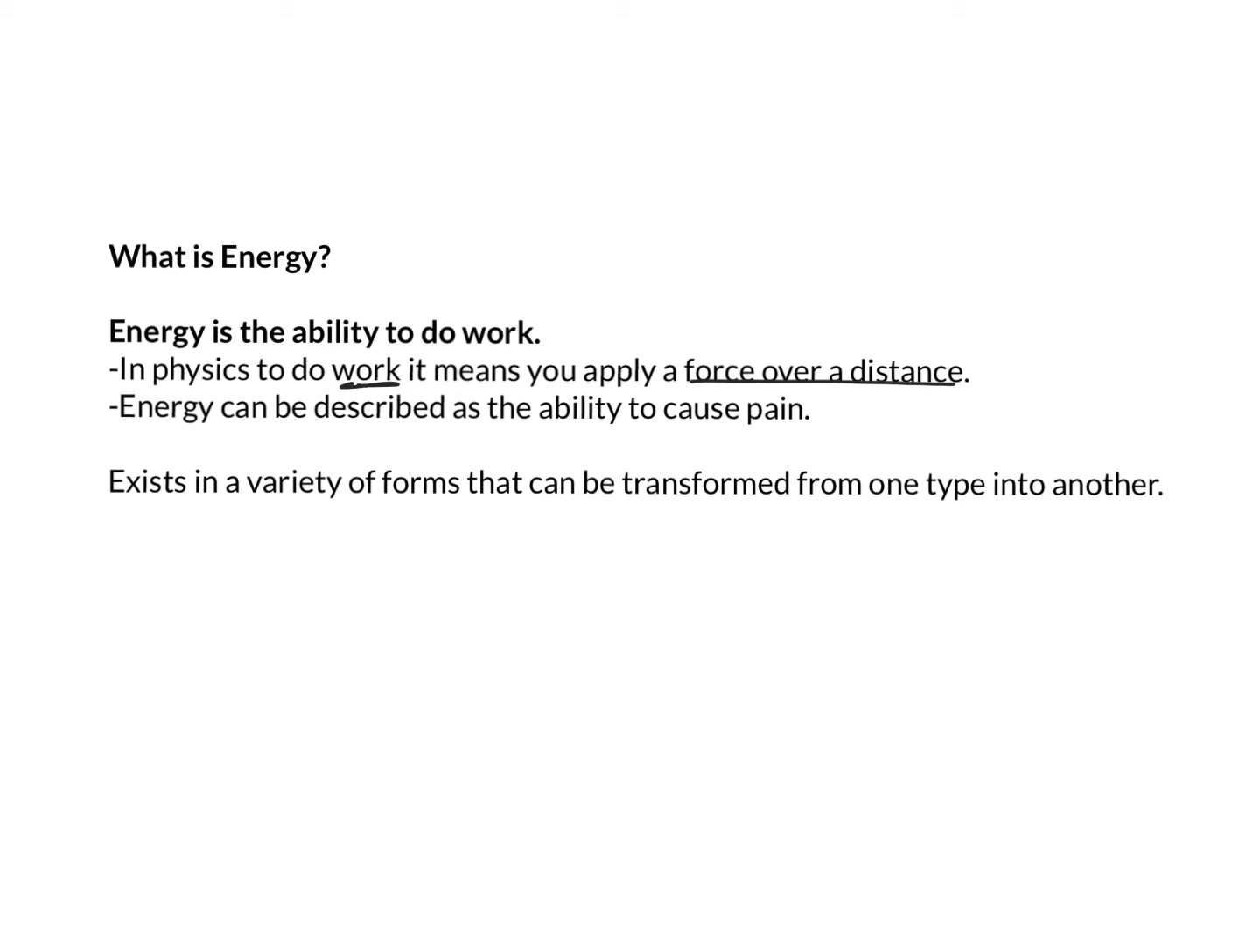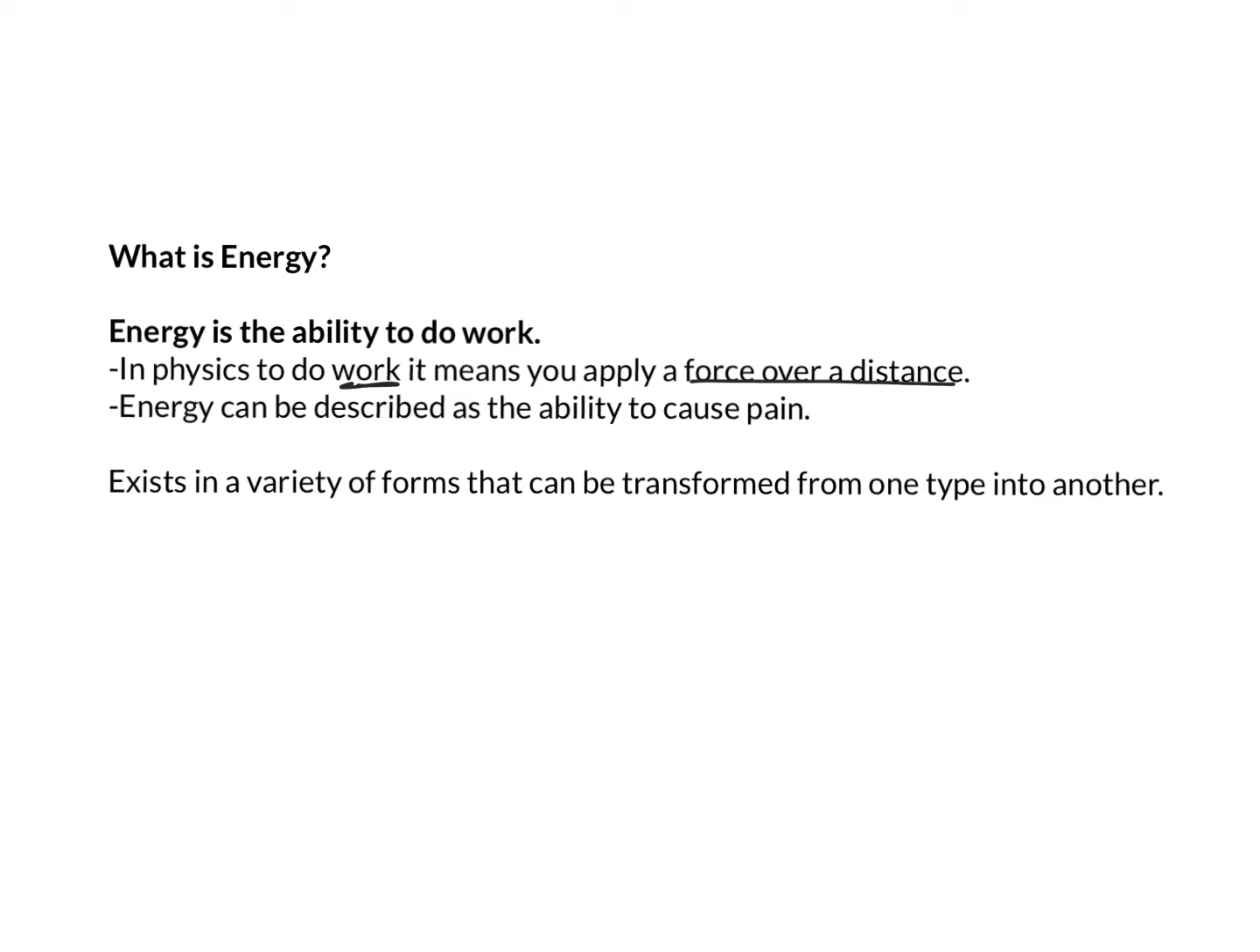Another simpler definition, or it's not really a definition, but a way to think of energy, is the ability to cause pain. So if an object has energy, that energy could cause you pain. So when I go through the 4 types of energy, I'm going to kind of go back to that definition of the ability to cause pain as we think about what factors might affect that type of energy.